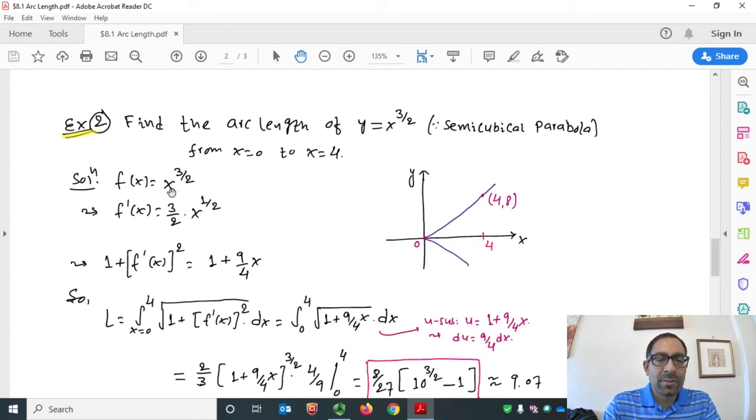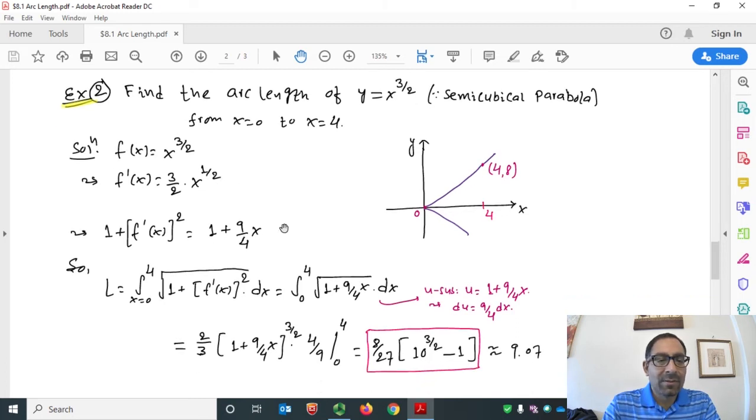Here f prime of x turns out to be 3/2 x to the power 3/2 minus 1, which is 1/2, and find the value of these expressions. 1 plus f prime of x, squared. This is the expression we use in the integrand under the radical. It turns out to be 1 plus 9/4 x. So by the arc length formula, L equals the definite integral from x equals 0 to 4 of the radical of 1 plus f prime of x squared dx, which equals the definite integral from 0 to 4. We computed already the terms under the radical here, so which is the radical of 1 plus 9/4 x dx.